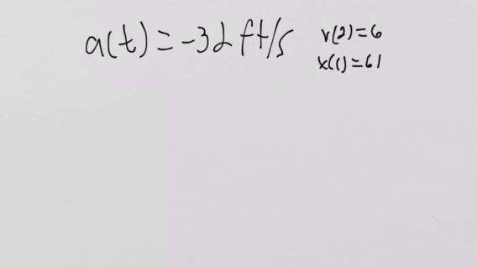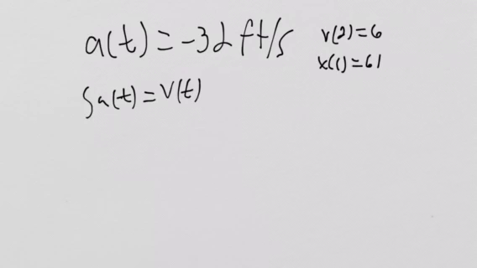We know acceleration, we know the velocity after a certain time, and we also know the position after a certain time. So we should be able to integrate to determine the velocity function and the position function. So we know the integral of acceleration is velocity. Integral of a of t is going to give us v of t.